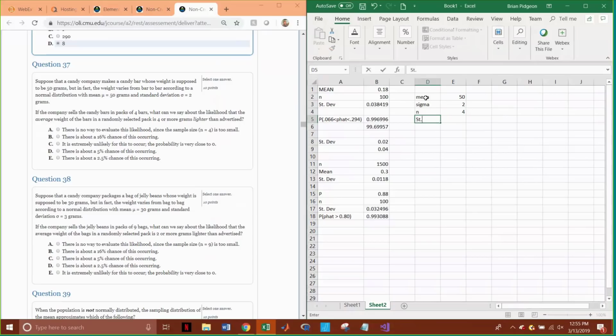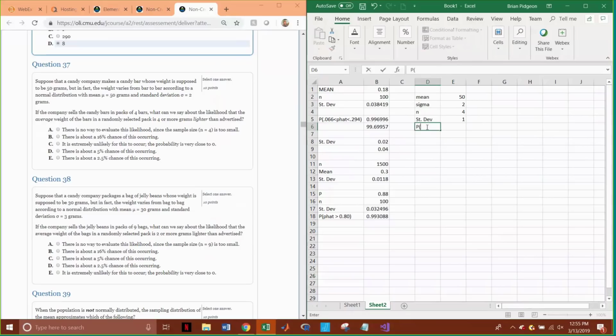So let's first calculate the standard deviation of the sampling distribution. Well, for means, that formula is a little different. With proportions, it's the square root of p times 1 minus p over n. For means, it's sigma divided by the square root of n. Population standard deviation divided by the square root of the sample size. So the standard deviation is 1.